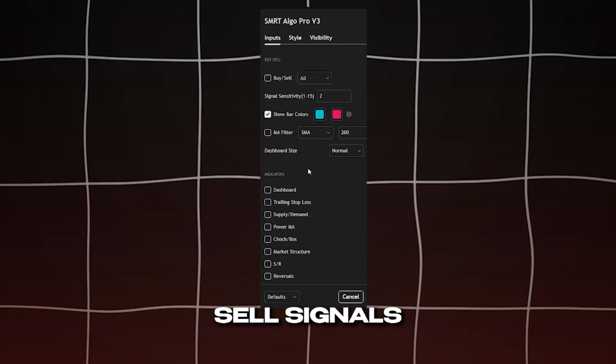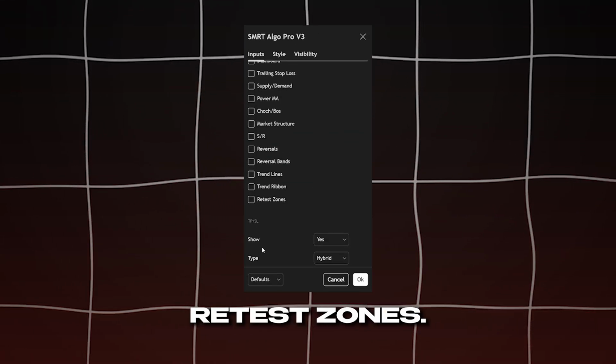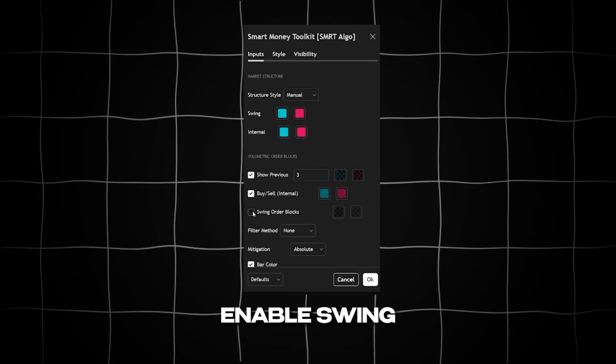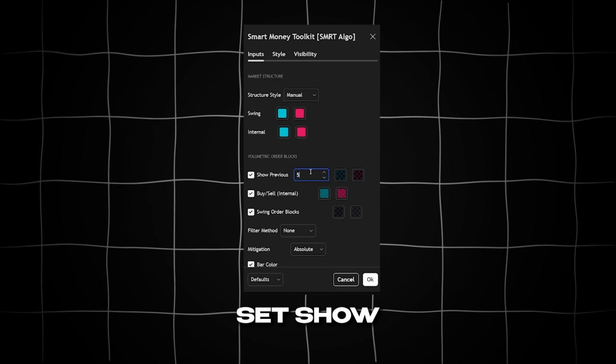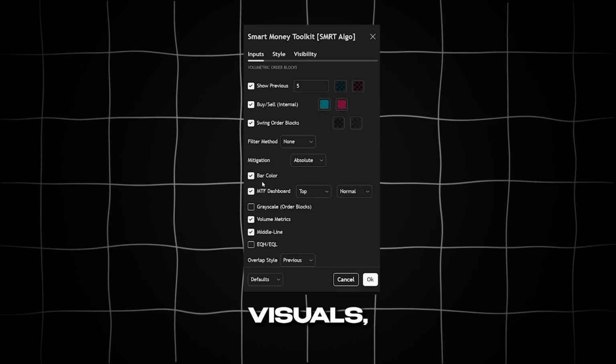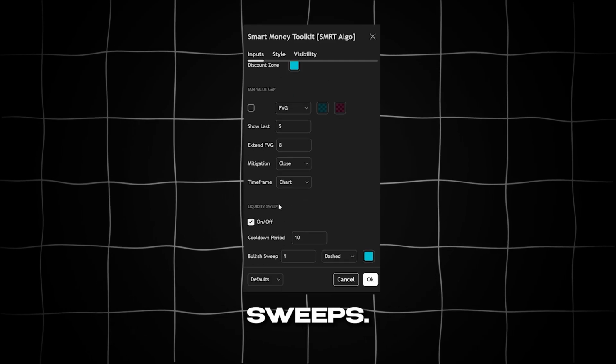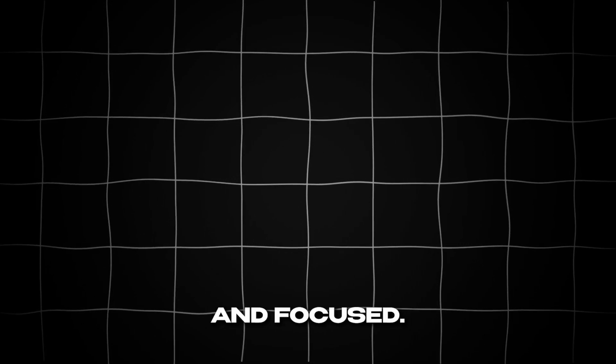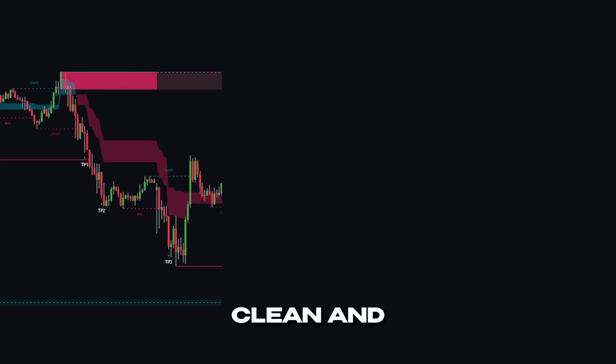Here's how to configure them. In Pro V3, turn off buy, sell signals, and bar colors. Turn on retest zones. That's our key visual cue. In the Smart Money Toolkit, enable swing order blocks, set show previous order blocks to 5, and turn off grayscale visuals, bar coloring, and liquidity sweeps. We're keeping it simple and focused. Now your chart should look clean and ready for action.